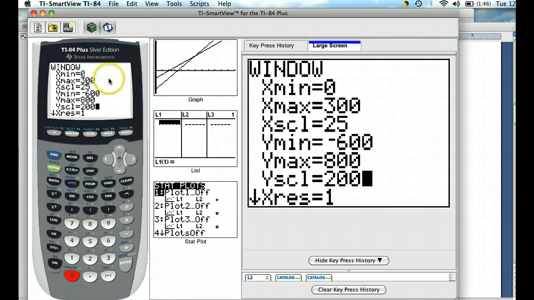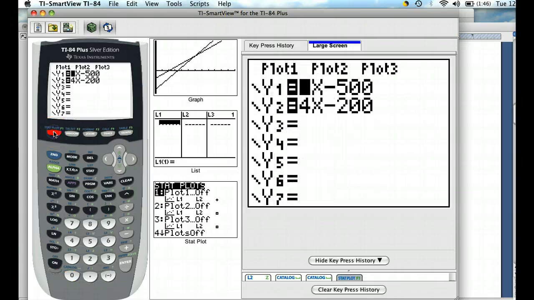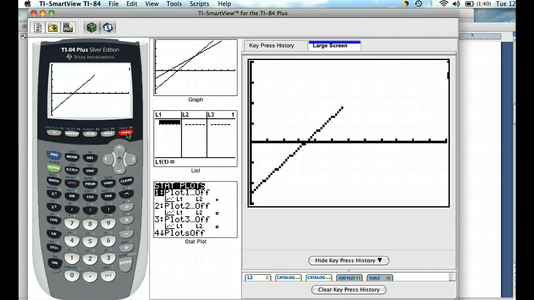Okay, so now that we have our windows set correctly, and if you go back to your y equals, make sure that both of these are selected, highlighted, so they'll be both graphed at the same time, because that's what it asks us. And then just press graph. And you'll be able to see the two lines representing the DJ function and the band function.